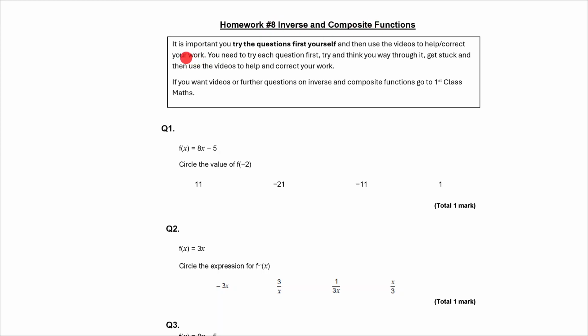Okay, so let's read the box up here. It says it is important you try the questions first yourself and then use the videos to help and correct your work. So you've got to build up a little bit of resilience. Try the question first, and if you're stuck, you can use the video to help you go through it. And if you do go through it yourself, amazing. Use the video to mark your work and correct it in green pen and then hand it into my hand-in tray. Okay, so we're looking at inverse and composite functions.